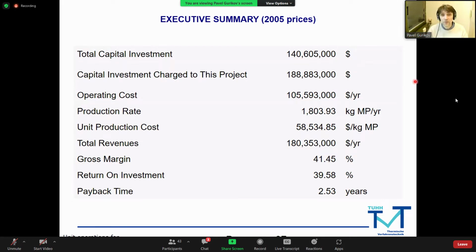30% of the, not total revenues, but the margin. So total revenues minus the operating costs from the business. Or it depends very much.